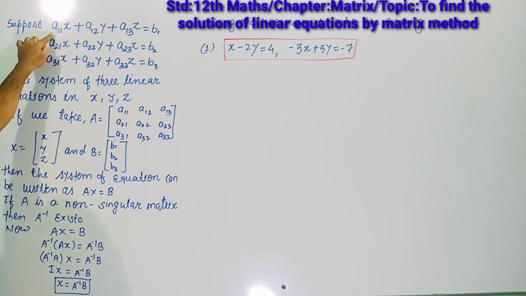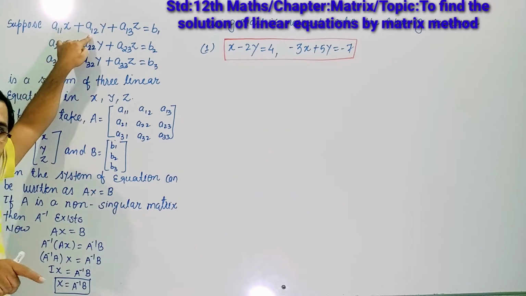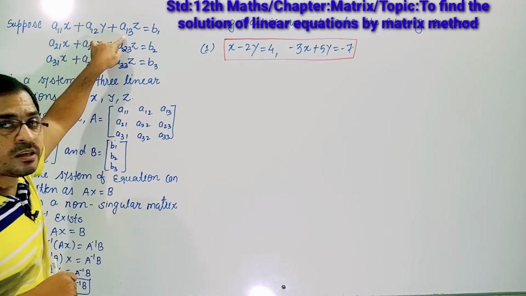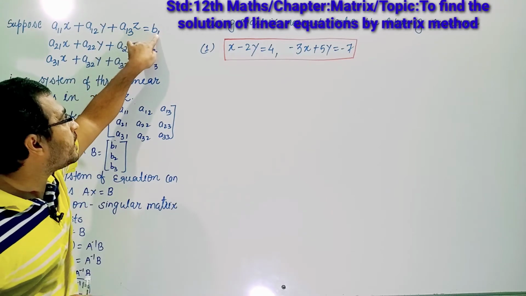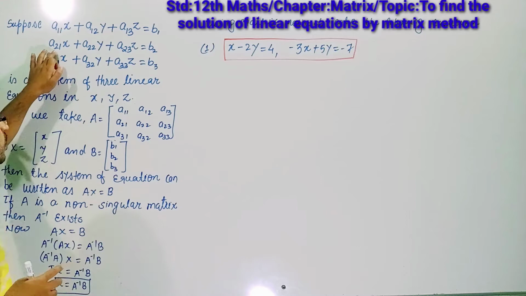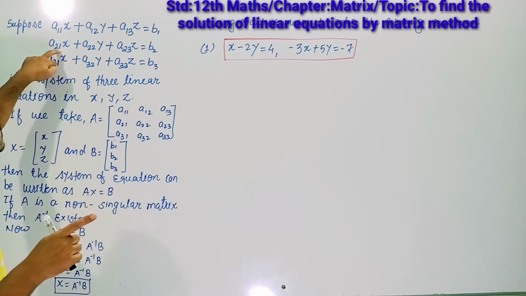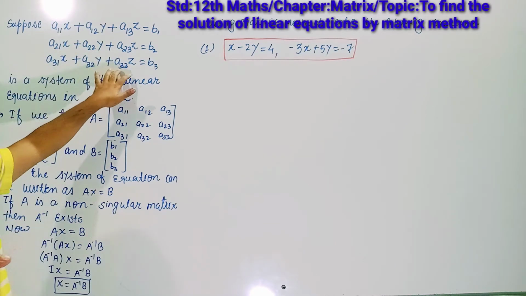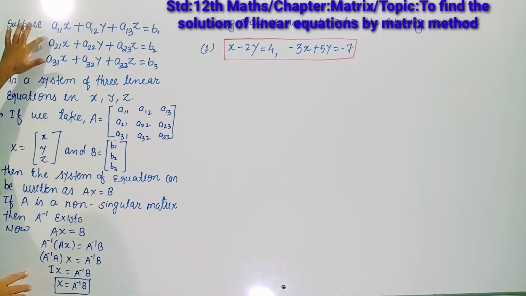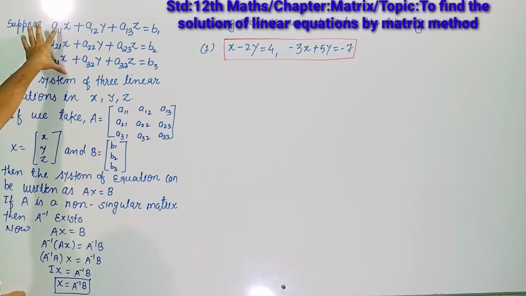It represents the element of the matrix in the first row and first column, right? Similarly, a12 is the element of the matrix in the first row and second column. a13 represents the element in the first row and third column, and B is a constant matrix. Similarly, a21 is the element in the second row and first column, a22 is the element in the second row and second column, and continuing that way. In these three equations we have three variables x, y, z.